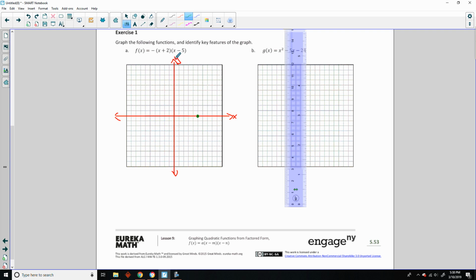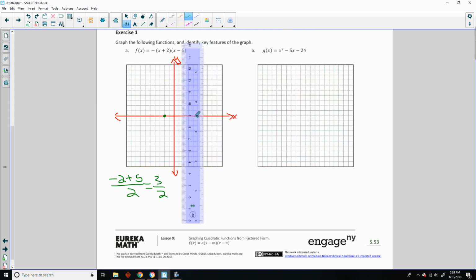X-intercepts all mean the same thing. And then if I made x negative 2, we would also have a 0 there. Since I am 1, 2, 3, 4, 5, 6, 7 units apart, what we can do is find the midpoint by taking negative 2 plus 5 divided by 2, that's the midpoint formula, and that equals 3 halves or 1 and 1 half. So I would have another vertical line at 1 and 1 half.